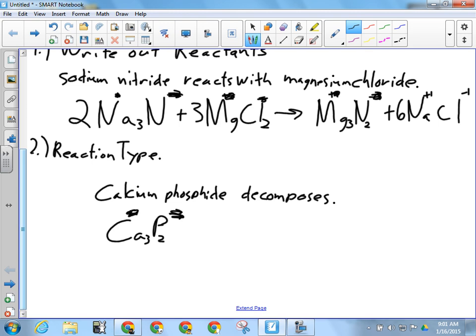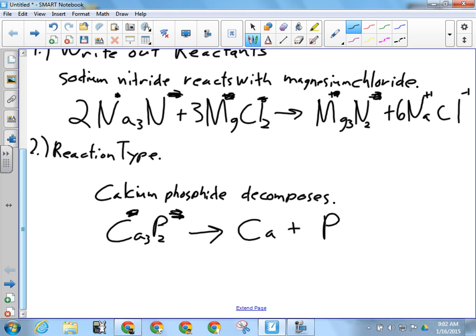Because there's only one reactant, it's a decomposition reaction. So when it breaks down, we're going to get calcium and phosphorus. There's no compounds in the products, so I don't have to do any swapping and dropping. However, I do have two elements. I need to check and see if any of them are special. There aren't any special metals, so I know Ca is just going to stay as a 1 here. I'll put a balancing coefficient in front in a minute.